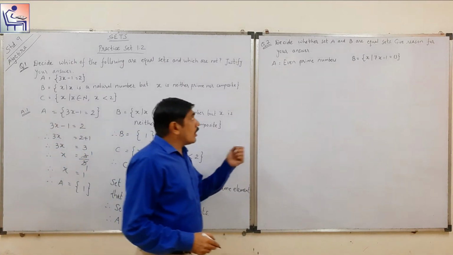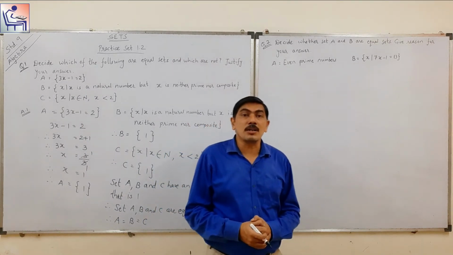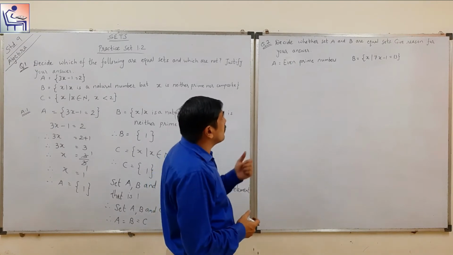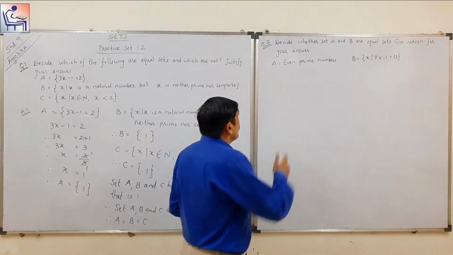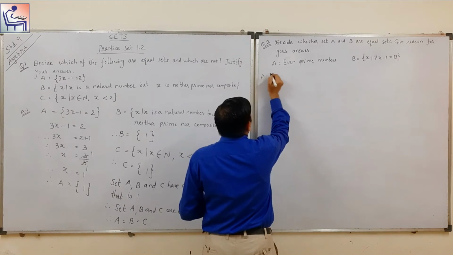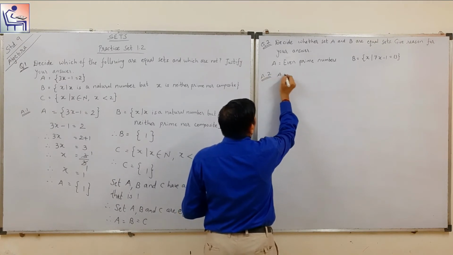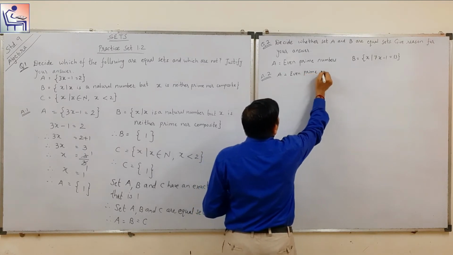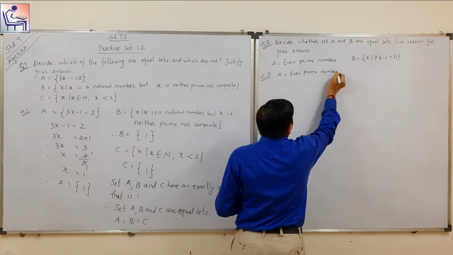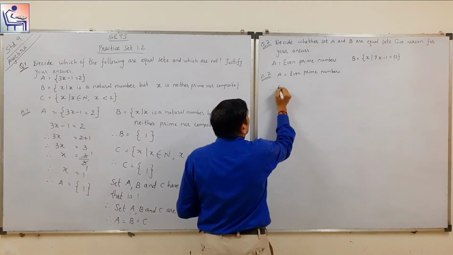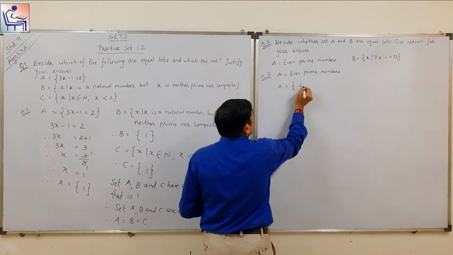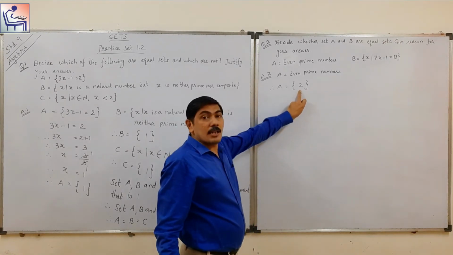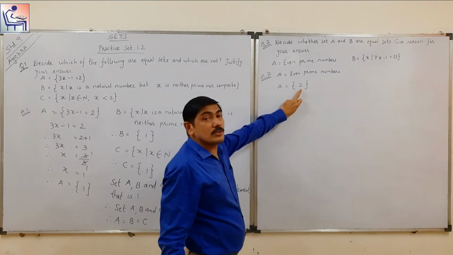Now let's see question number 2. Decide whether sets A and B are equal sets. Give reason for your answer. A, here it is given that A is the set of even prime numbers. So the only prime number which is even is 2. So here we are getting the element of set A as 2.